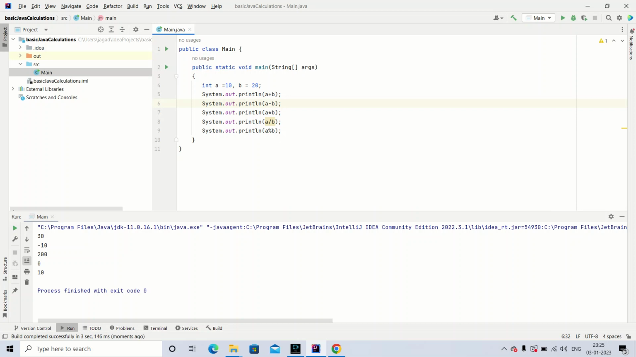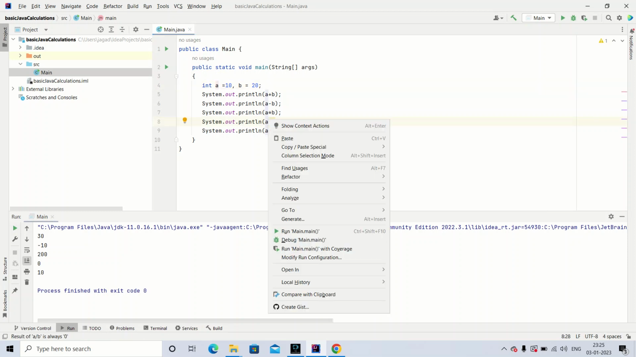Okay, now these are the static numbers. Why, a divided by b is always 0? Result of a by b is always 0, because a is less than b.